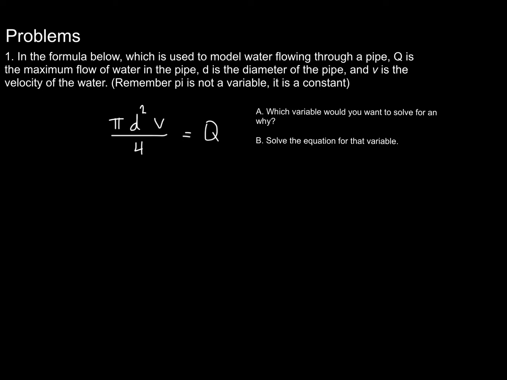Okay, so which variable might you want to solve for and why? Notice we've already solved for Q, the maximum flow. So if we wanted to solve for the maximum flow and we knew the diameter and the velocity, we'd be in great shape. What would be another variable that you might want to solve for?